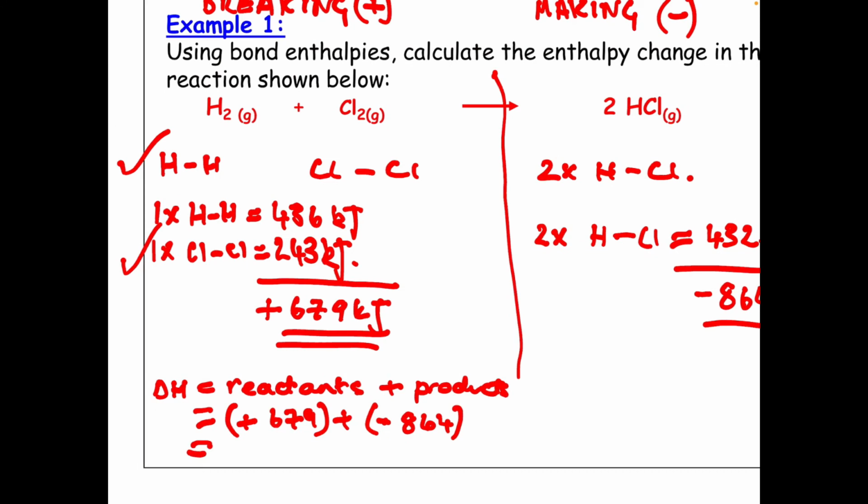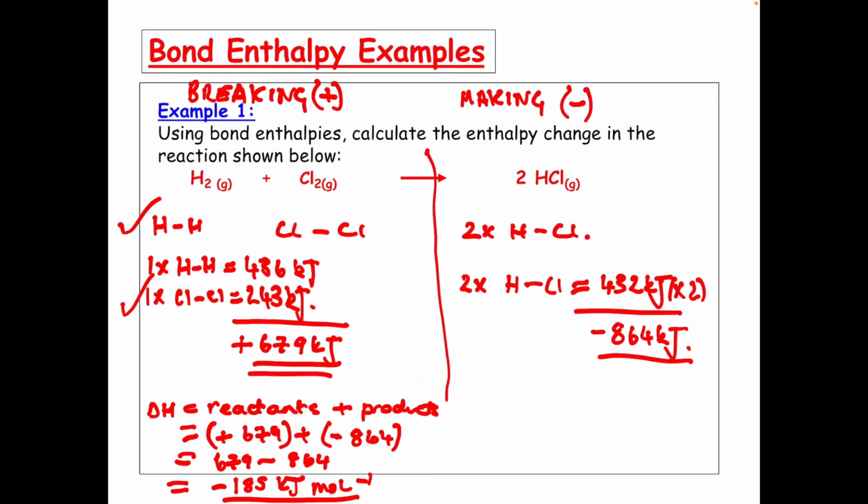What we need to do now is actually calculate this, and that becomes, in simple terms, 679 take away 864. So this will be, final answer, minus 185 kilojoules. And because it's to do with 1 mole of bonds, it's per mole. And that is the enthalpy change for this reaction. There we go. Hopefully that makes sense. You can see where that's come from.